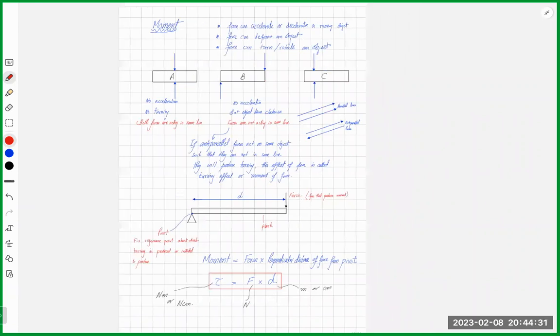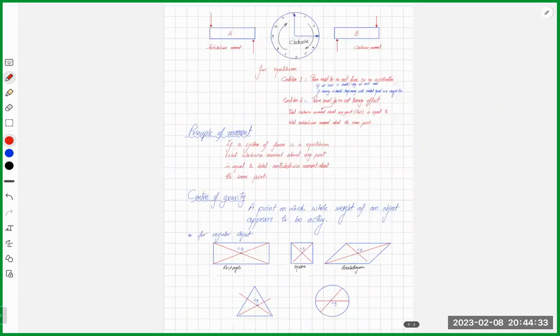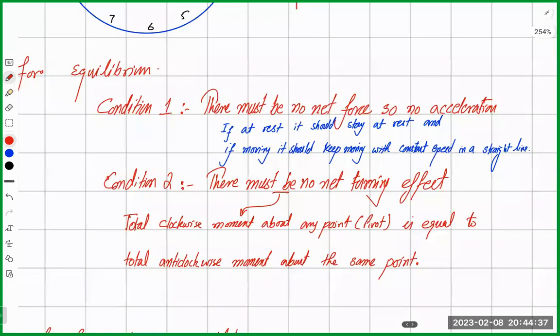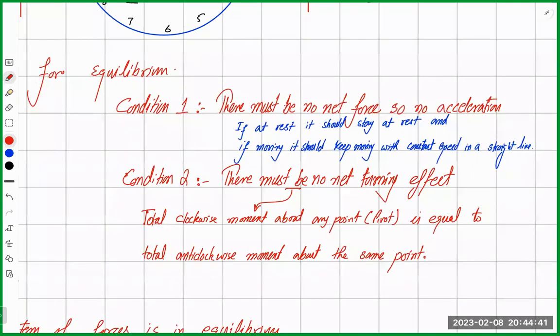There were two conditions for equilibrium. Condition number one, there must be no net force, so no acceleration. And condition number two was there must be no net turning effect. If total clockwise and anti-clockwise turning effects are equal, then there will be no net turning effect, and the object is in equilibrium if it fulfills both of the conditions.